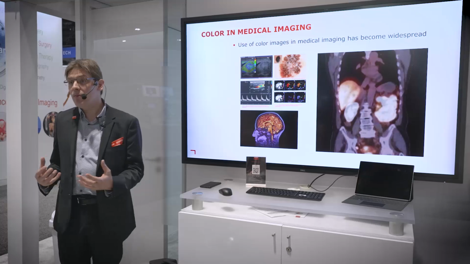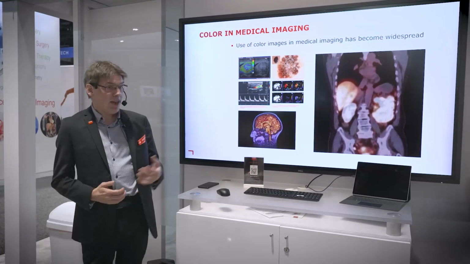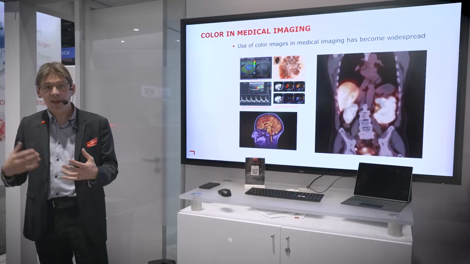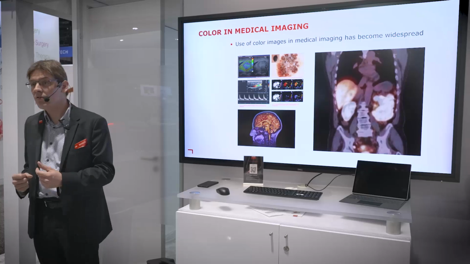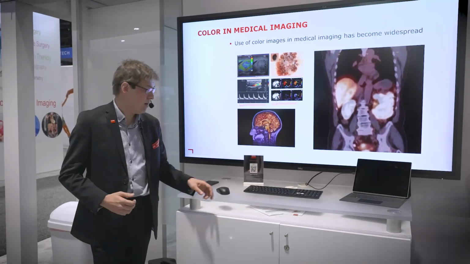Very often, color imaging is actually combined with grayscale imaging. So you have a basic grayscale image, for example, a CT image, and then you have another modality, the PET, which is going to add additional information that is being shown as a color on top of the grayscale image.